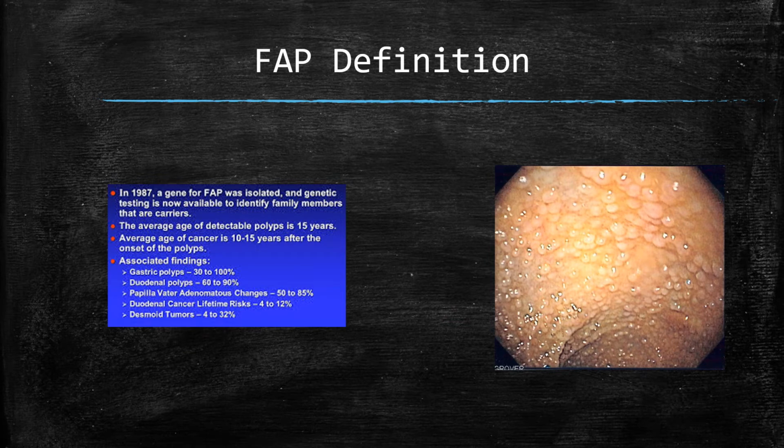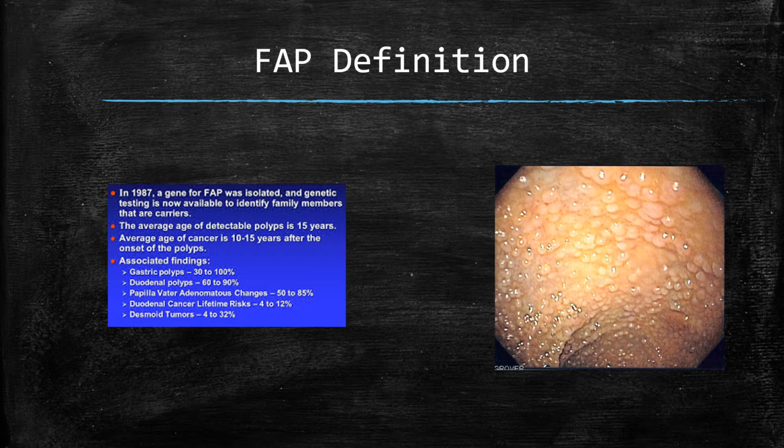In 1987, the gene for FAP was isolated. This is the APC gene, which is also detected in sporadic colon cancers as well. There's genetic testing available for family members of at-risk kindreds. The average age for detecting polyps is 15 years. By age 40, 100% of these patients will develop colon cancer unless we intervene.